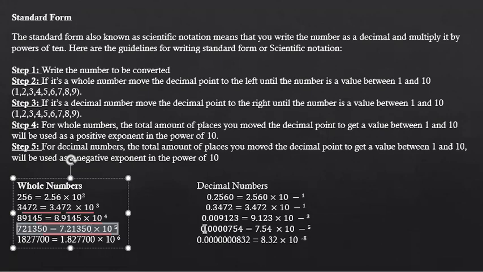Then you have 0, the point here, you move 1, 2, 3, 4, 5 decimal places to the right. It becomes 7.4 multiplied by 10 to the minus 5. And here now, you move 8 decimal places to the right. It becomes 8.32 by 10 to the minus 8. Anybody have any questions? Not really. Okay.